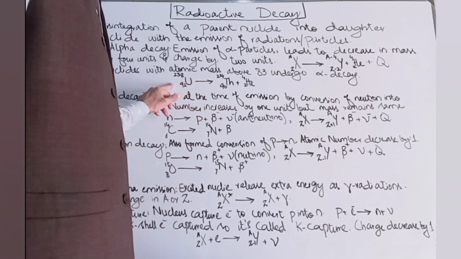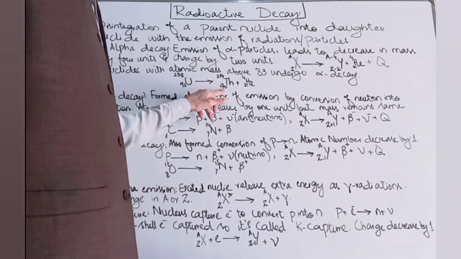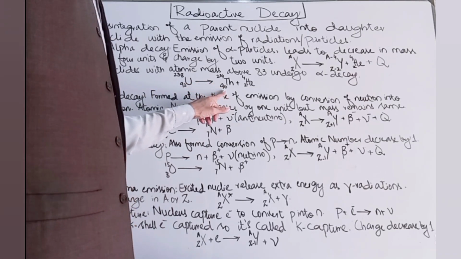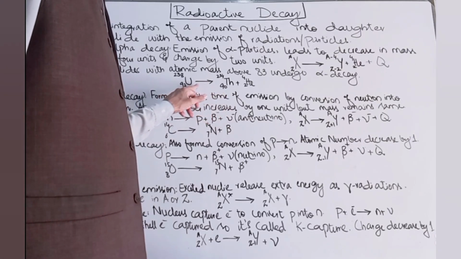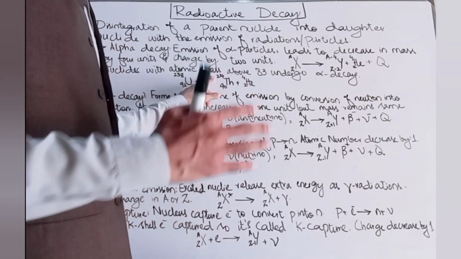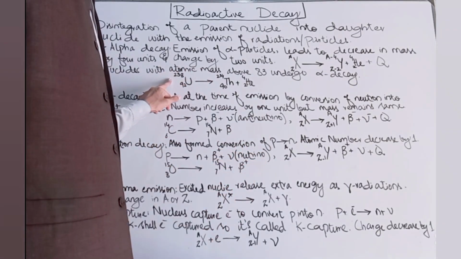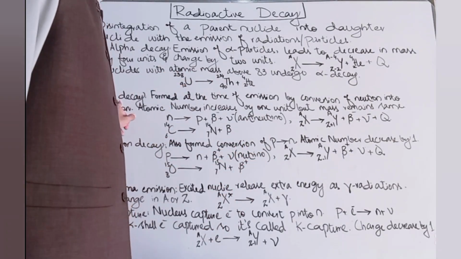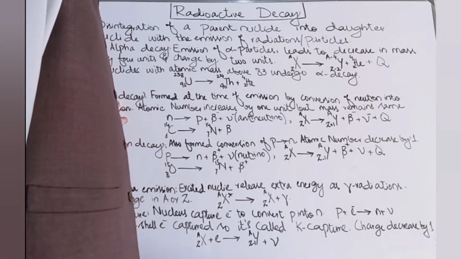You can look here that the atomic number of the daughter nuclei is 2 units less than that of the parent, and its atomic mass is 4 units less than that of the parent. The next most important type of decay is beta decay.